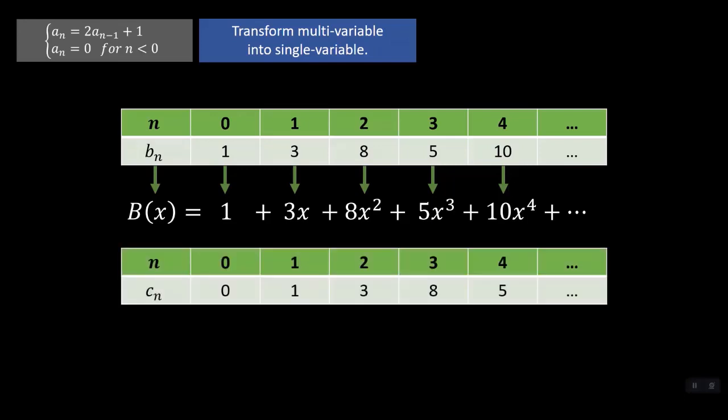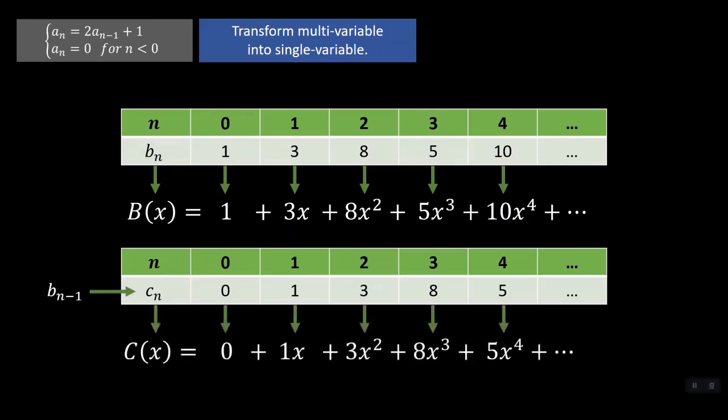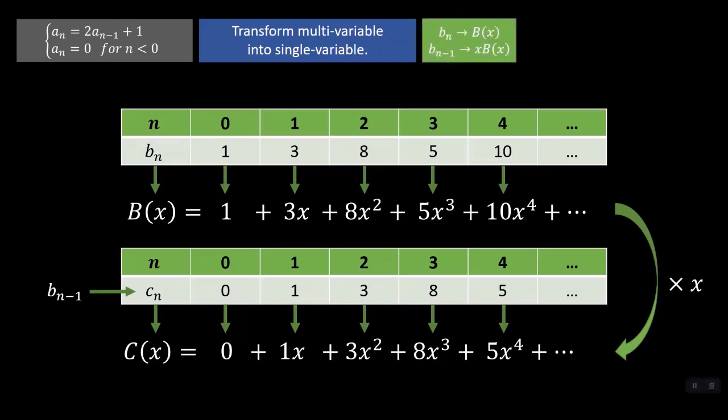For example, assume this other sequence, which is basically the first sequence shifted once to the right, and the empty place is filled with 0. We can also call this sequence b of n minus 1, minus 1 because it is shifted once to the right. The polynomial for this sequence is this. And if we notice, the second polynomial is just the first polynomial times x. So we conclude that if we shift a sequence once to the right, the polynomial is simply multiplied by x.